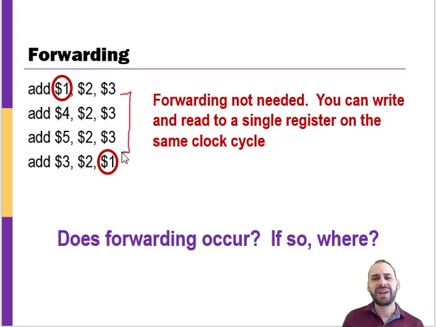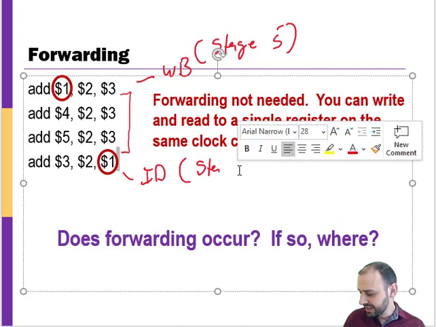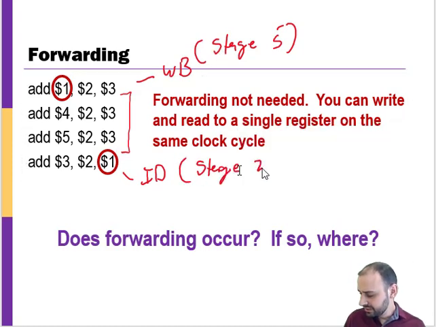So we can actually read and write a single register in the same clock cycle. That is okay. And we know that they're both going to happen at clock cycle 5, because the write is going to happen at the write back stage, stage 5, and the read from register 1 is going to happen in the instruction decode stage, which is stage 2.